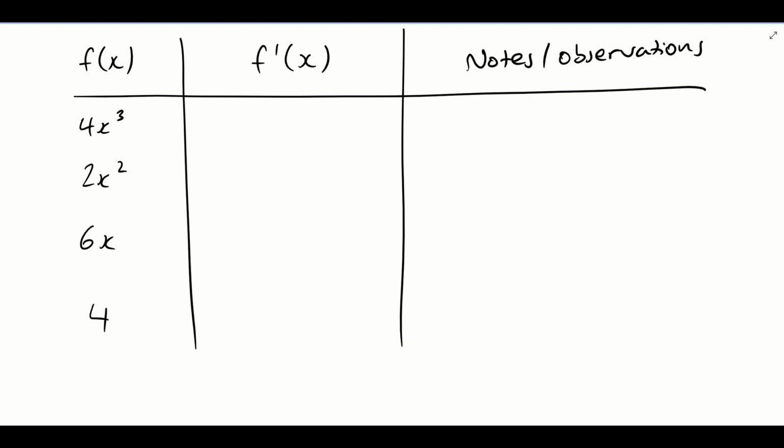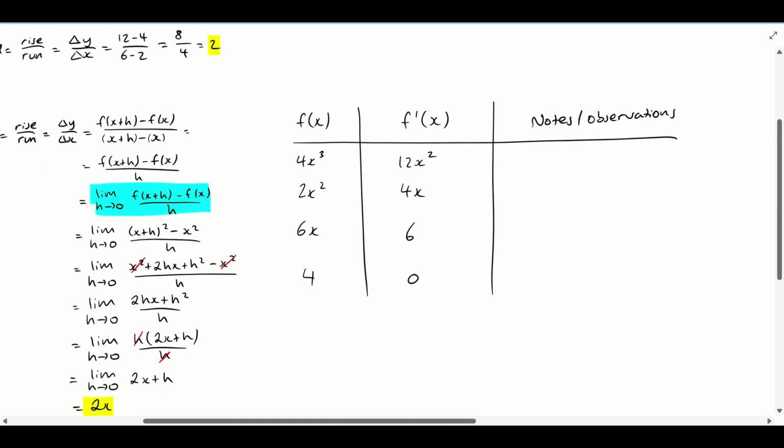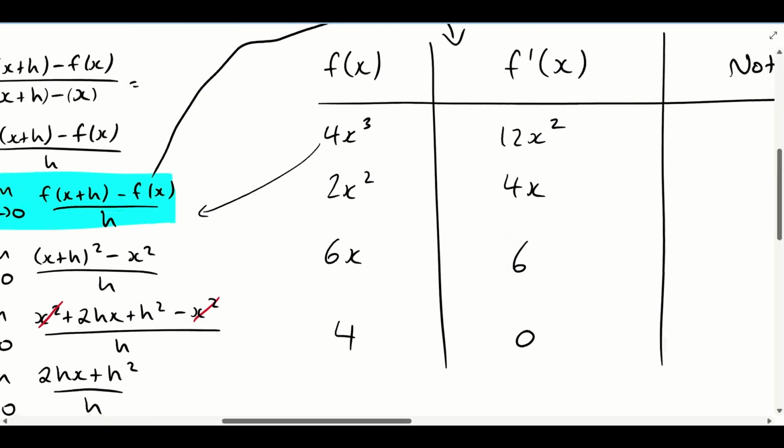Let's have a look at those functions of x, and I'm going to tell you what these derivatives are, because I know the little trick. This derivative is 12x squared, this derivative is 4x, this derivative is 6, and this derivative is 0. Another way you could find these derivatives is to use this formula. For 4x cubed, we can put that into this formula, and we will come out with 12x squared. So you can use these to practice and see if you can get to the right answers by using that formula there in the blue.